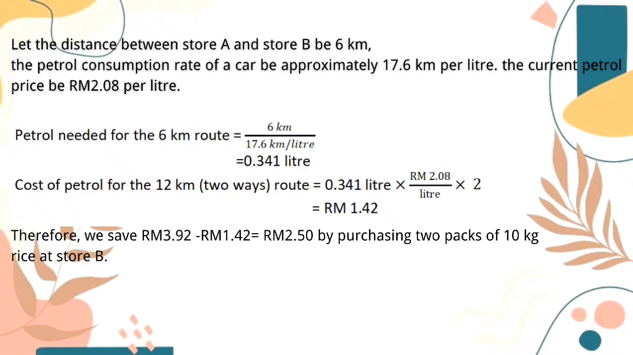Petrol needed for the 6 km route equals 6 km divided by 17.6 km per liter, equal to 0.341 liter. Cost of petrol for the 12 km two-way route equals 0.341 liter times 2 ringgit 8 cents per liter times 2, equal to 1 ringgit 42 cents, known as capital letter T. Therefore, we can save 3 ringgit 92 cents minus 1 ringgit 42 cents, equal to 2 ringgit 50 cents, by purchasing 2 packs of 10 kg rice at store B.